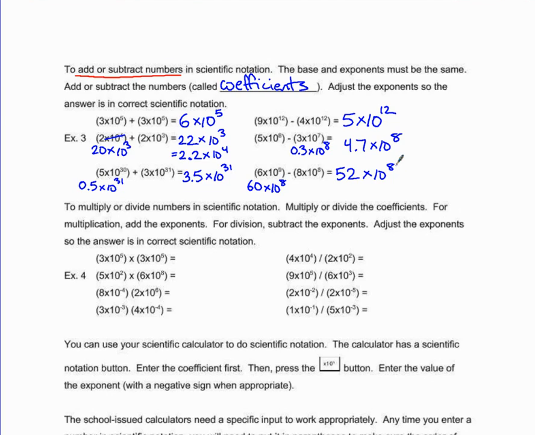And we have to fix this one. It's not standard scientific notation. So we're going to move the decimal place 1 to the left. That's 5.2. And when we move it left, it becomes more positive. We're going from exponent of 8 to 9.